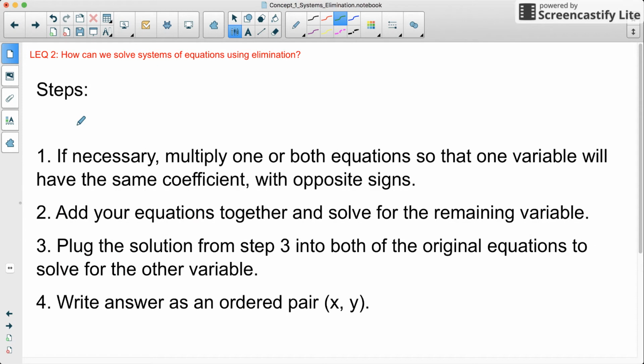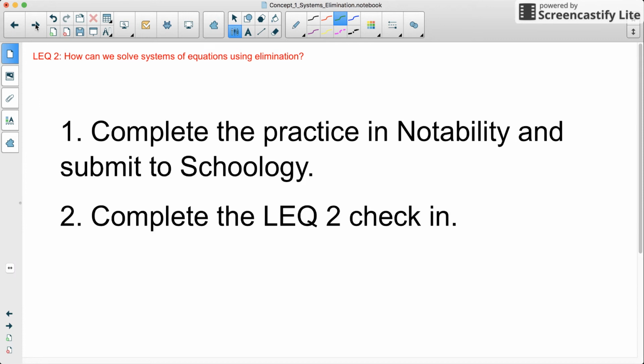So here are our steps. 1, if necessary, multiply one or both equations so that one variable will have the same coefficient with opposite signs. 2, you add your equations together and solve for the remaining variable. 3, plug the solution from step 2 into one of the original equations to solve for the other variable. And 4, write your answer as an ordered pair, x comma y. When you're taking your test, you want to throw in that step 5, which is to check your solution to make sure it works, because no one will be able to let you know if you got your answer incorrectly on a test or a quiz.